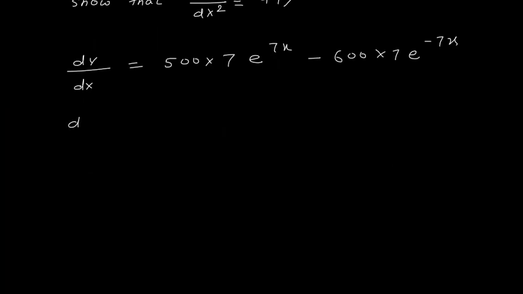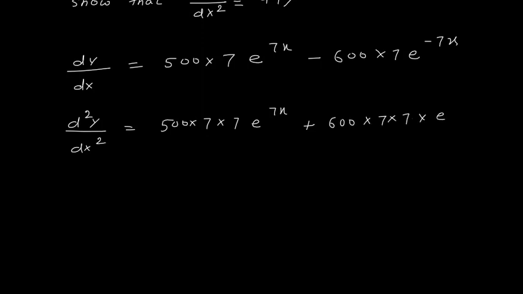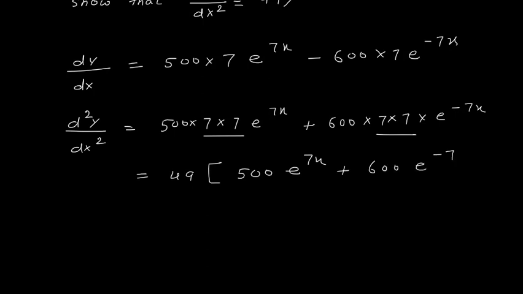Now when you differentiate it a second time, you will get d square y upon dx square, and this will give me 500 into 7 into, again I will get 7 into e power 7x, minus minus it will become plus 600 into 7 into 7 into e power minus 7x. Now this 7 into 7, that is 49. If I take this 49 common, what do I get? I get 500 into e power 7x plus 600 into e power minus 7x, and this is nothing but y. So d square y upon dx square is equal to 49y.